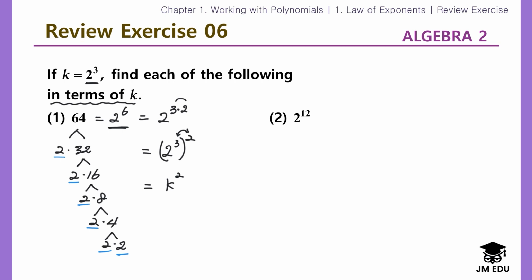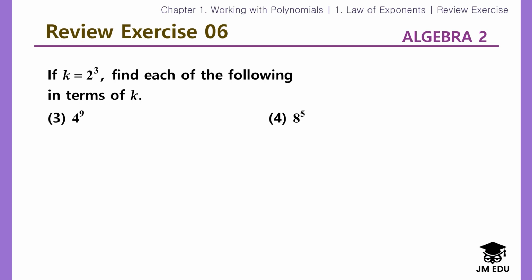For number 2, we have 2 to the power of 12. So the base is 2 already. Well, 12 is 3 times 4, right? So 2 cubed to the power of 4. And 2 cubed, this one is k. So that's going to be k to the power of 4.